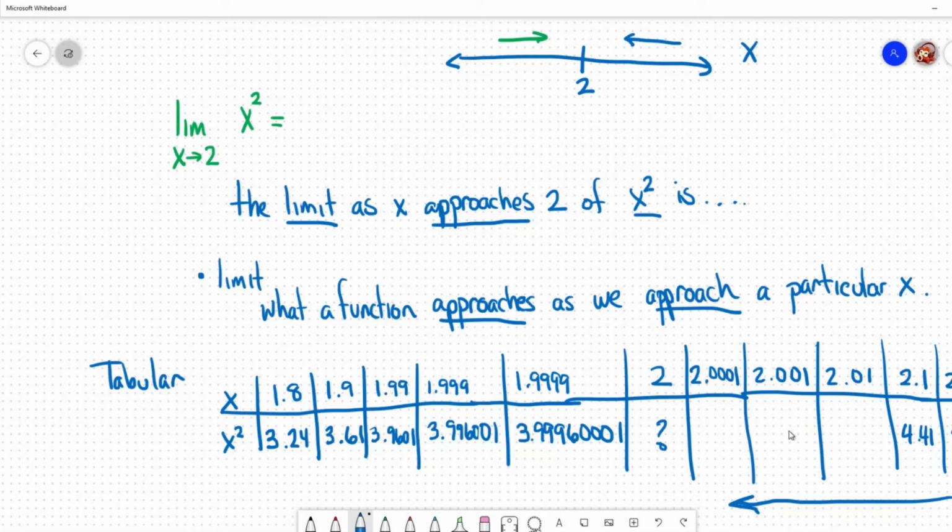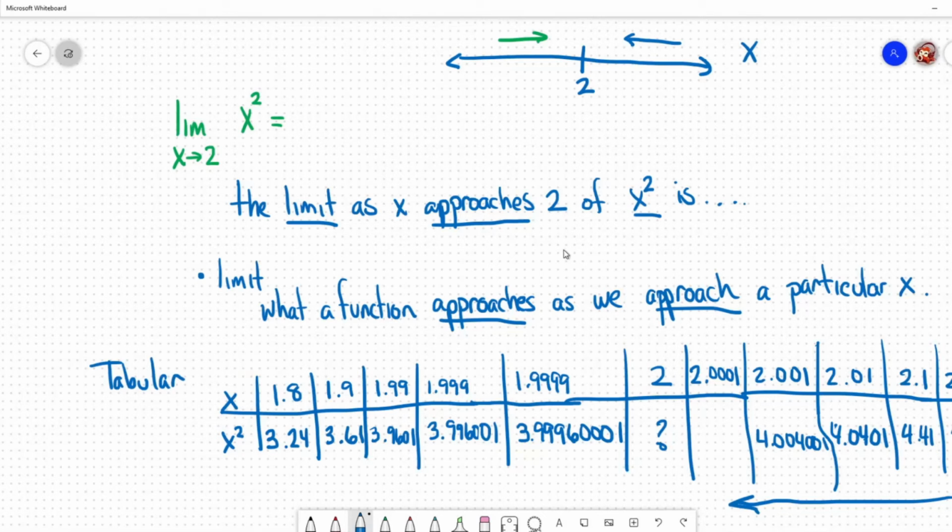Now I go 2.01. Let's square that. Now I get 4.0401. I see another drop, but not as much as before. Now we keep stepping more into it. Now I got 4.004001. So we're getting even closer, and again I'm getting that trend. It looks like it's approaching 4 as well.